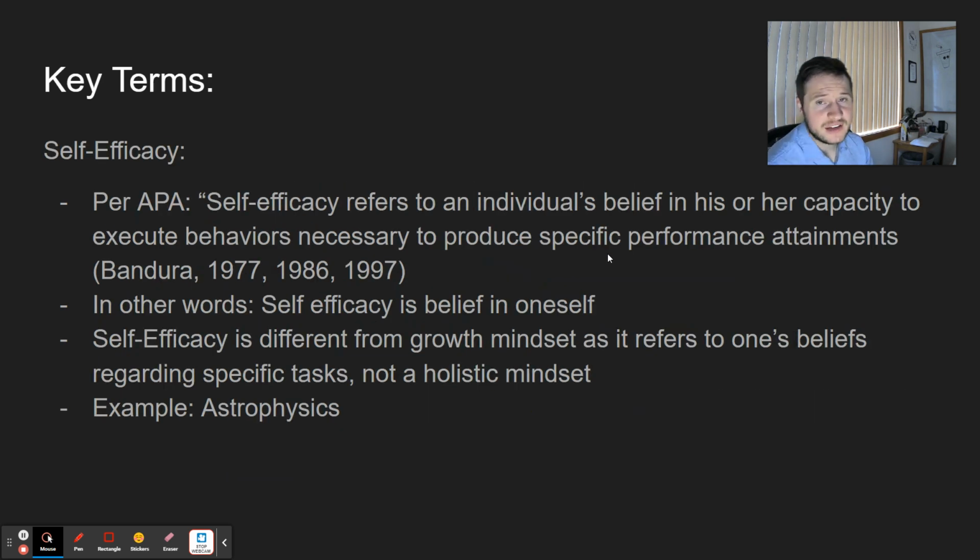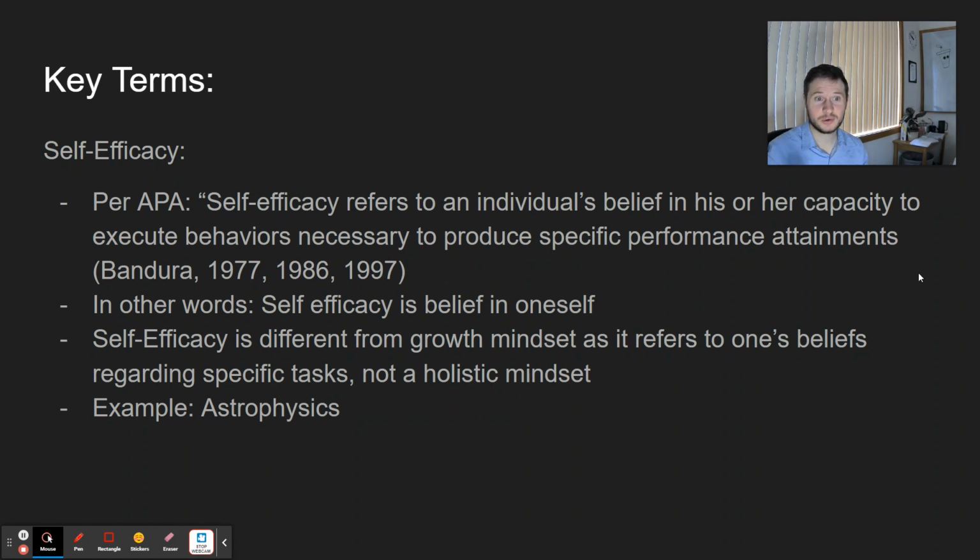Okay, self-efficacy is the next term. It's very closely linked to growth mindset. They're slightly different. Self-efficacy, per the American Psychological Association, refers to an individual's belief in his or her capacity to execute behaviors necessary to produce specific performance attainments. The key here, it's different than the growth mindset because of the specific performance attainments here.